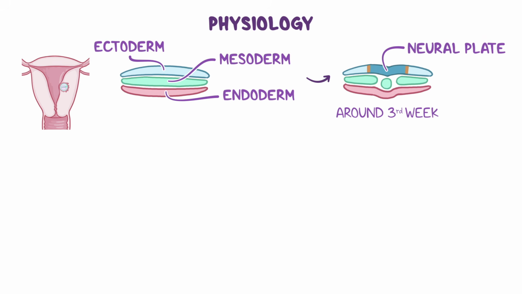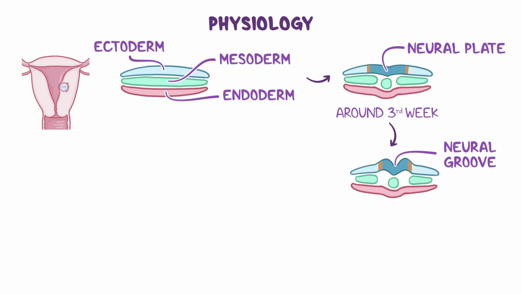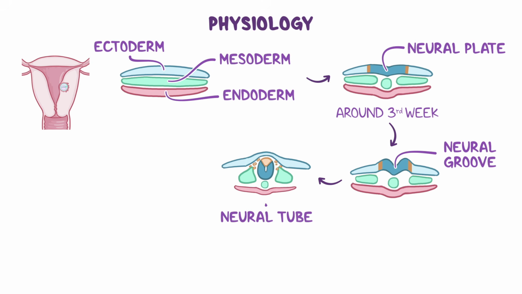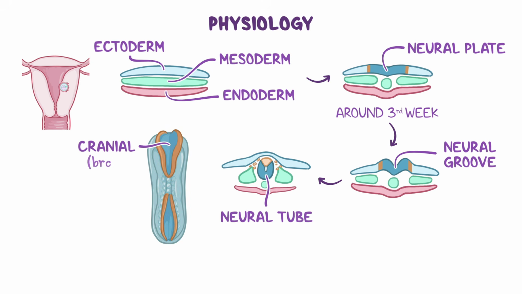Soon after, the plate begins to fold inward along the midline, creating a neural groove with raised folds on each side. By the fourth week, these folds move closer and fuse, forming the neural tube. The top part of this tube, called the cranial end, will become the brain, while the bottom part, known as the caudal end, will develop into the spinal cord.